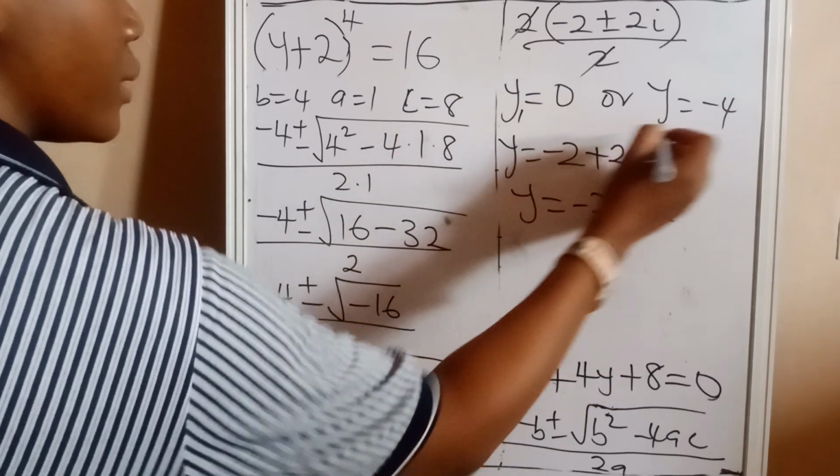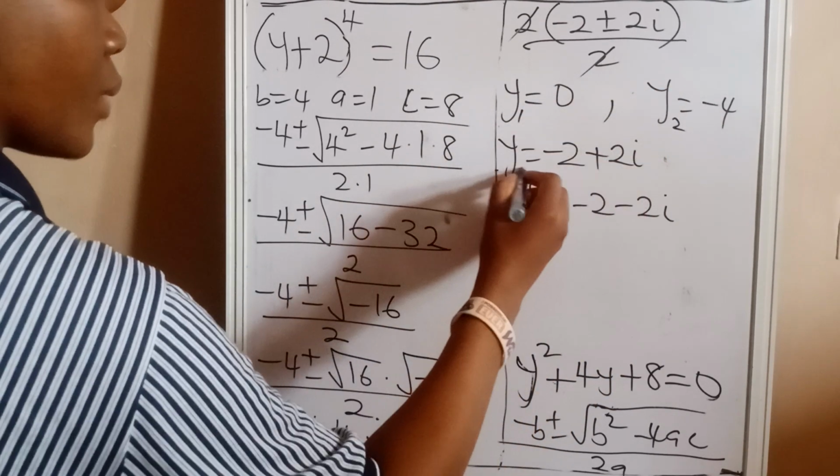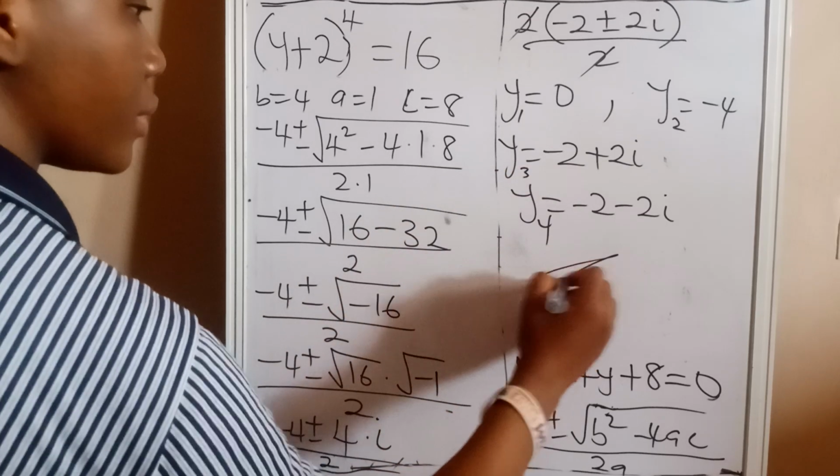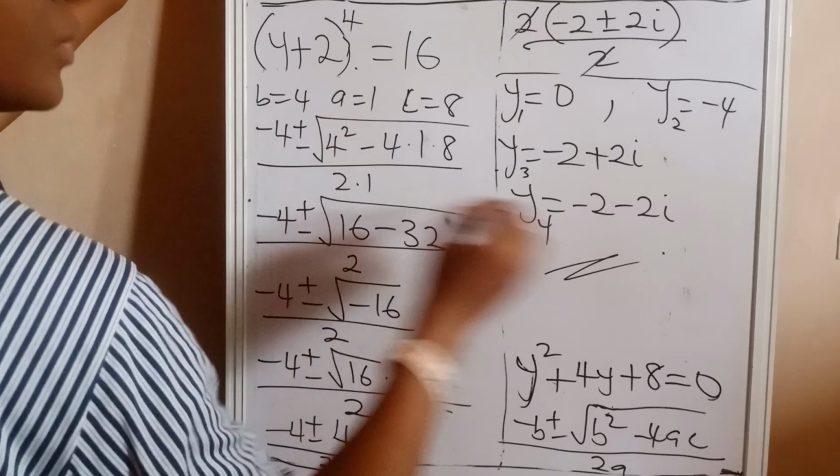So this is y1, y2, alright, this is y3 and y4. So these are the solutions for this given equation.